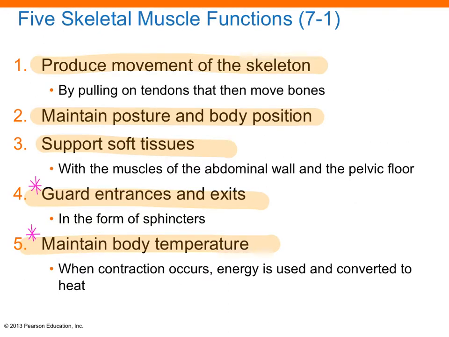First, in 7.1, we're going to describe the 5 functions of the skeletal muscular system, or the functions of the muscle system. Number 1 is to produce movement of the skeleton. Number 2 is to maintain posture and body position. Number 3 is to support soft tissues. Number 4 is to guard entrances and exits. And number 5 is to maintain body temperature. Make sure you know that. That'll be a test question.